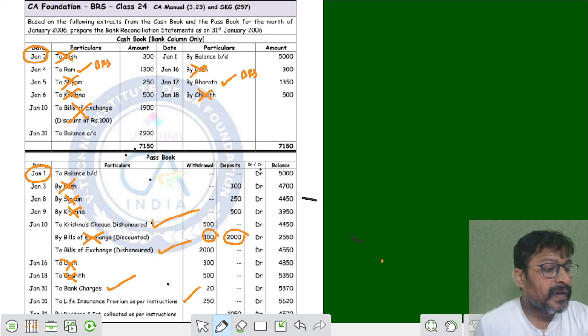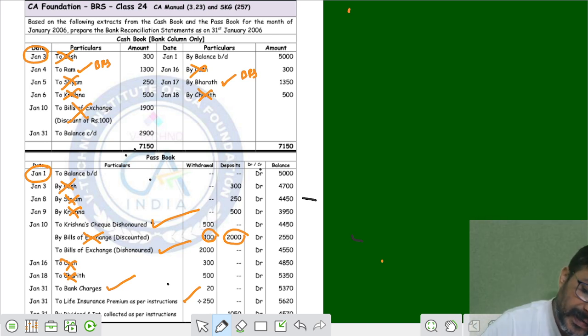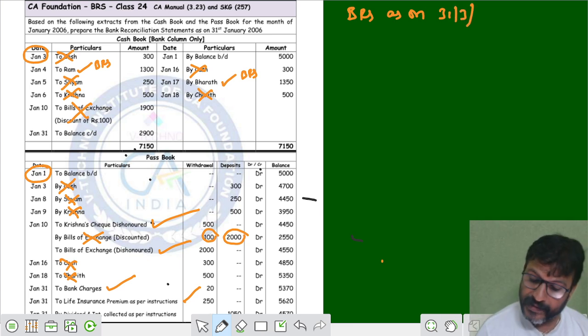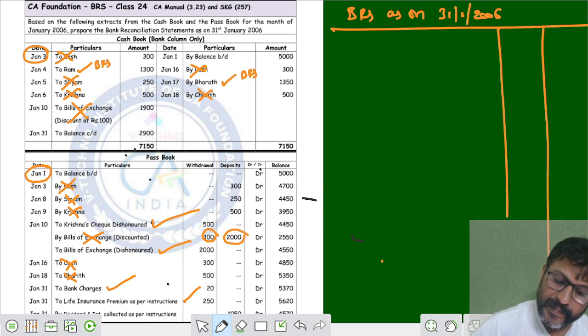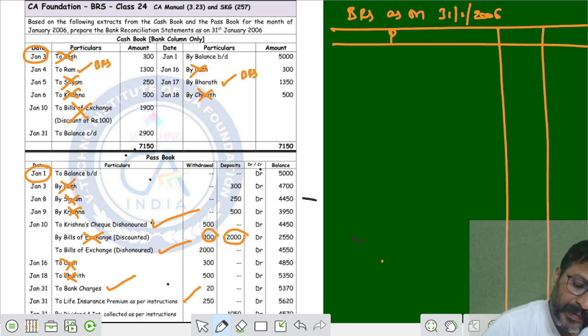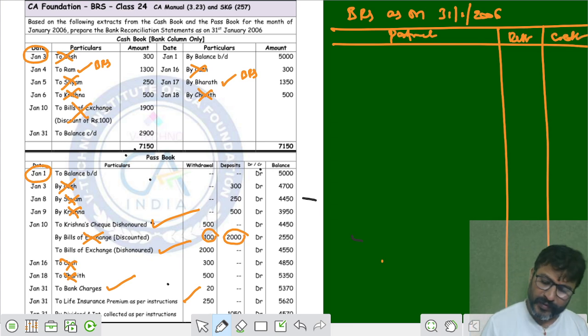Fine. So we have to write BRS as on 31st March, or what? January, right? As on 31st January, year is 2006, right? So now you get ready with your BRS statement. Particulars, debit rupees, credit rupees. See, we have to start with the first line, right?